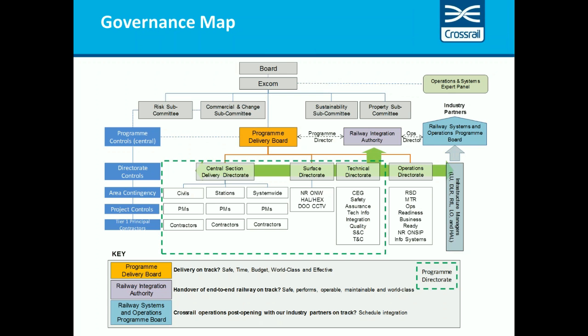Below that, all of the other boxes that you see here, whether it's the Programme Delivery Board or the Railway Integration Authority or the Railway Systems and Ops Programme Board, they are what we call operational meetings. The meeting itself doesn't actually have any authority. Any decisions that get made in those meetings are made by people who are exercising their own delegated authority under what Crossrail calls its scheme of delegated authorities. And that's an important distinction to make.